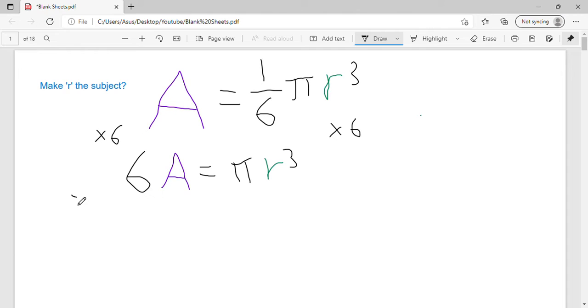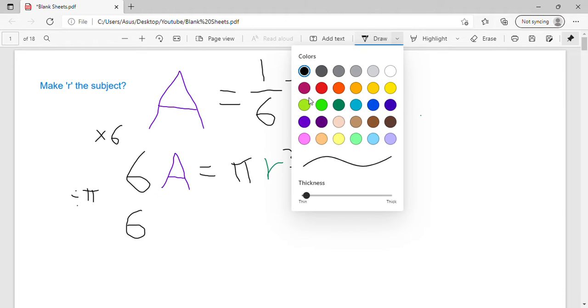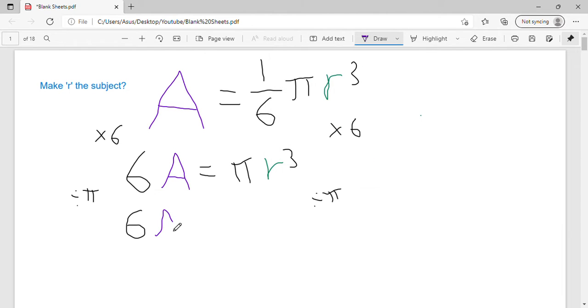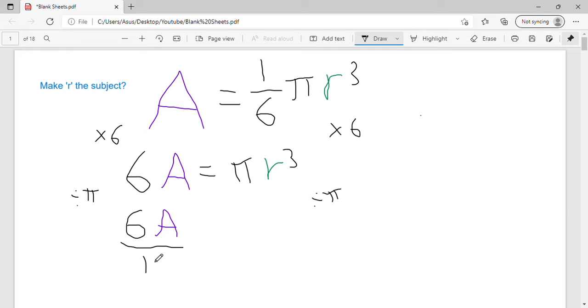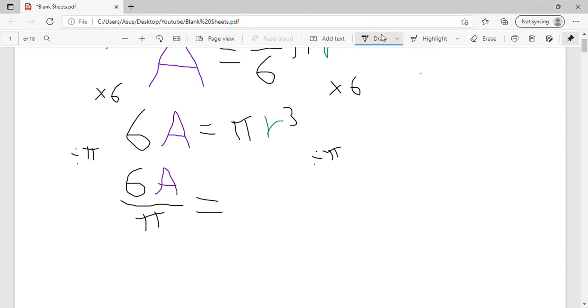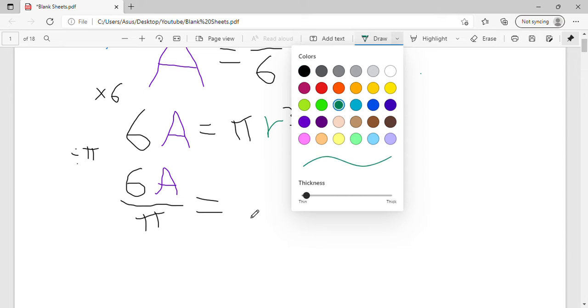Okay? And then we've got this pi here, so we want to get rid of that. So if we divide both sides by pi, that's going to give us 6a over pi on one side, and it's going to give us r cubed on the other.